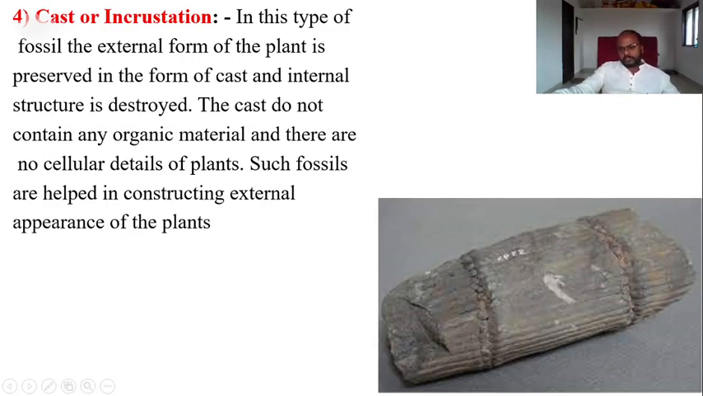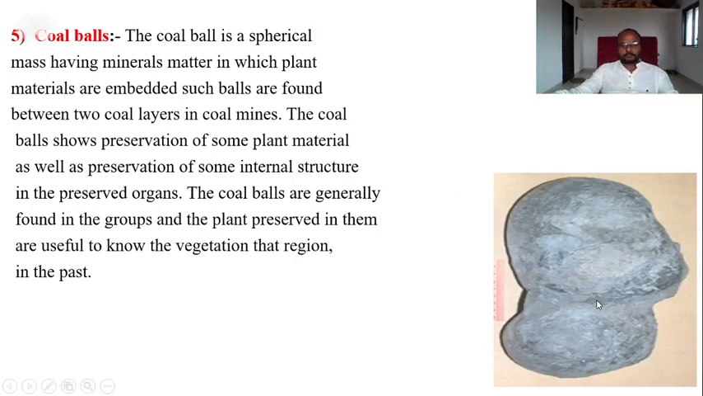So here this is the cast of Calamites. That means Calamites is a fossil plant, and in this Calamites we can see nodes and internodes. So this is the stem, this is the internodal region, and this is the nodal portion. That means the external appearance of the plant you can study with the help of the cast or incrustation fossil.